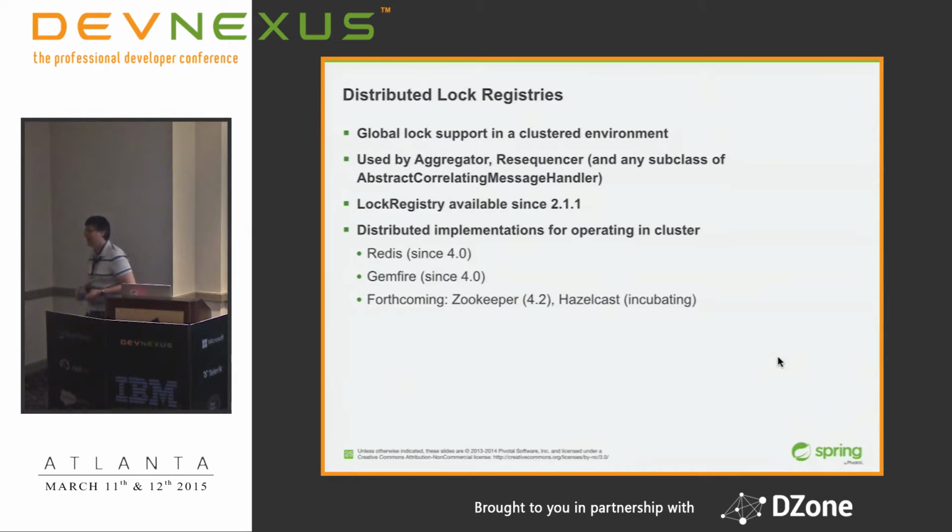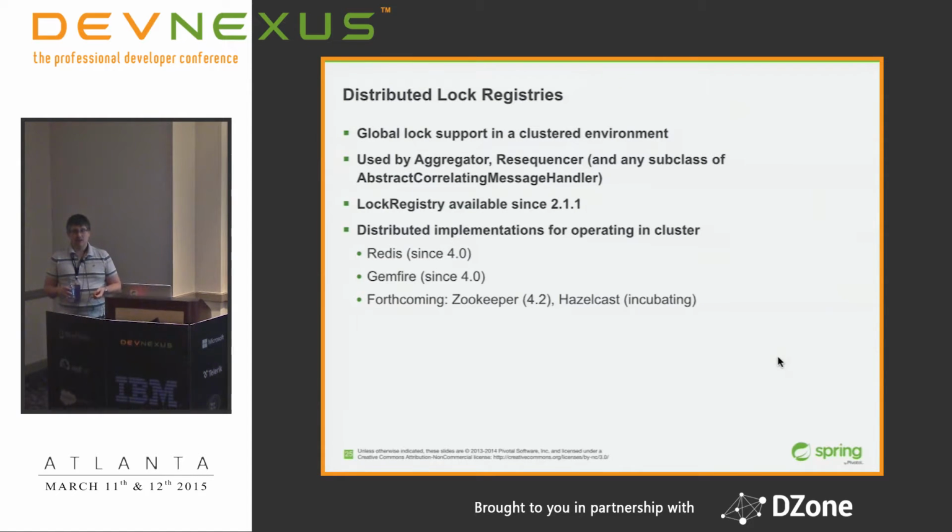The other abstraction that we have an implementation for distributed scenarios is the lock registry. So what happens is, when you have components such as aggregators, resequencers, and anything that relies on correlating messages, they have to store data in a single place, but they have to coordinate between themselves. You don't necessarily want aggregators to store data locally because they might crash. So distributing that kind of data is a good idea.